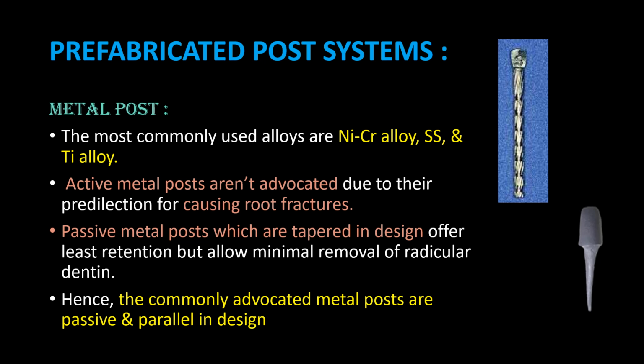Prefabricated post systems. Metal post. The most commonly used alloys are nickel-chromium alloy, stainless steel, and titanium alloy. Active metal posts aren't advocated due to their predilection for causing root fractures. Passive metal posts which are tapered in design offer least retention but allow minimal removal of radicular dentin. Hence, the commonly advocated metal posts are passive and parallel in design.